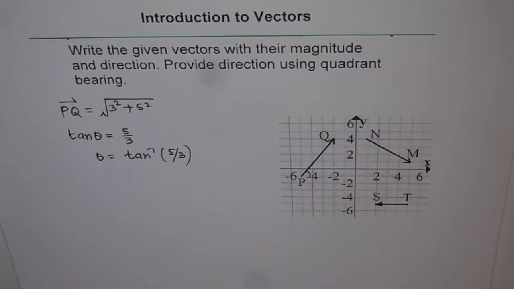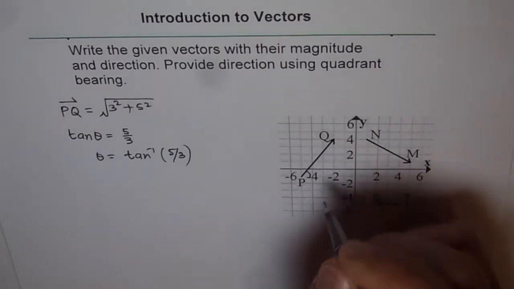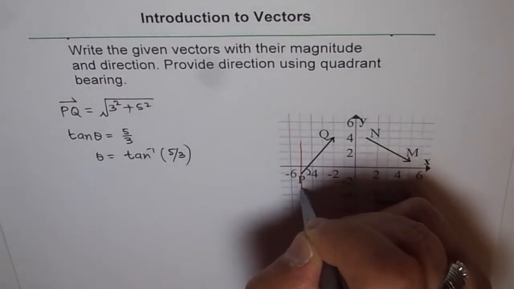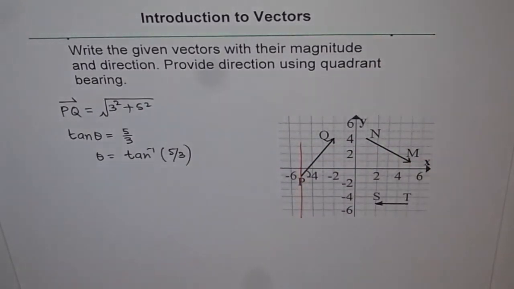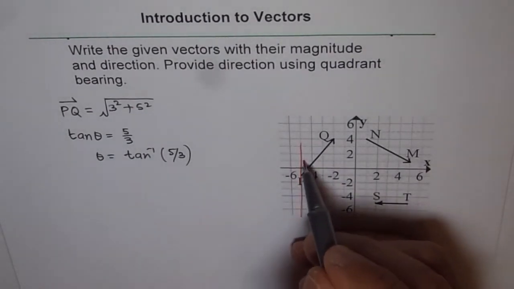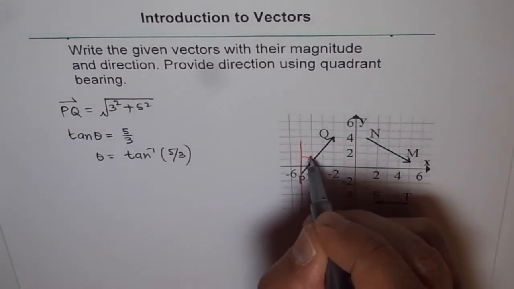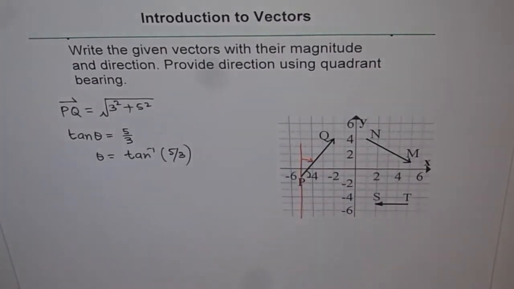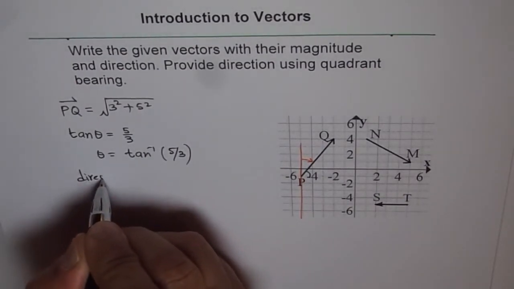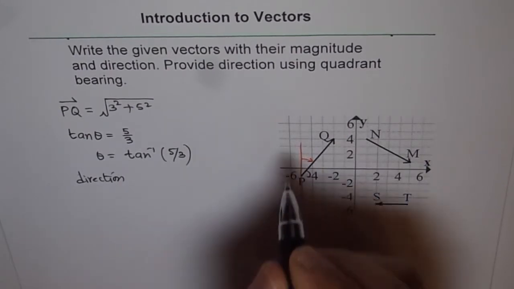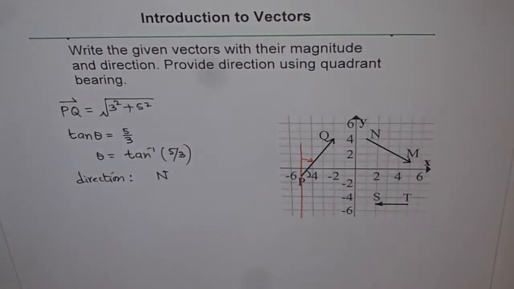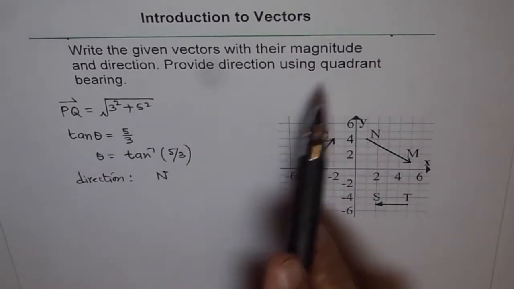So what does that mean? That means if I have a line north and south, let me draw a line which is north-south. Let's say this is my north-south line. If I have to describe this vector, since it is going like this, it is off north. Do you see that? Therefore, how will the direction look? When it is off north, we have to start with N. N gives you north, right? That is the first component of quadrant bearing.